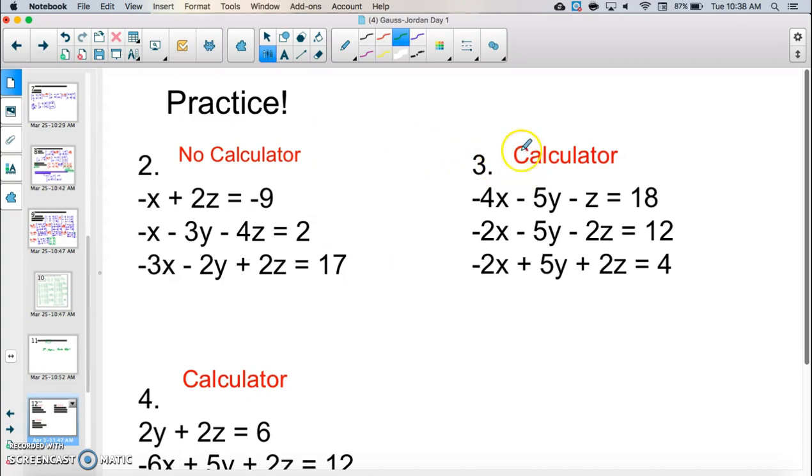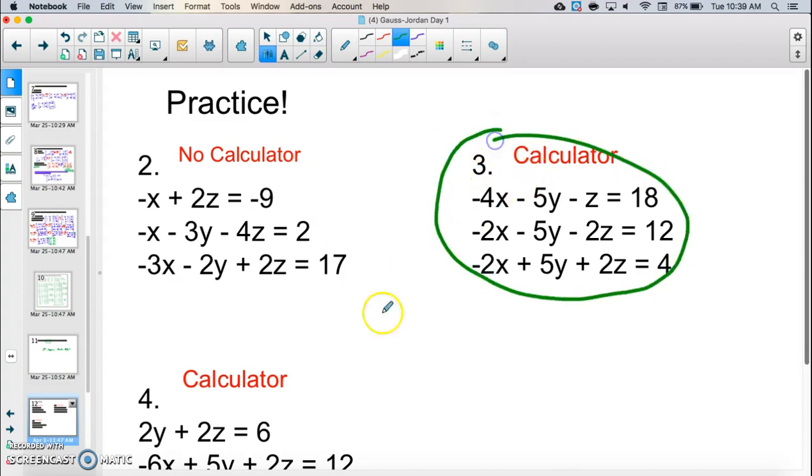Practice. Using the calculator, try plugging these ones in, see if you can get them. And then using no calculator, give this one a shot. I'm not going to show all my steps because I want you guys to try this one on your own. If you want to pause the video now, I will go to the answers and you can check your answers.